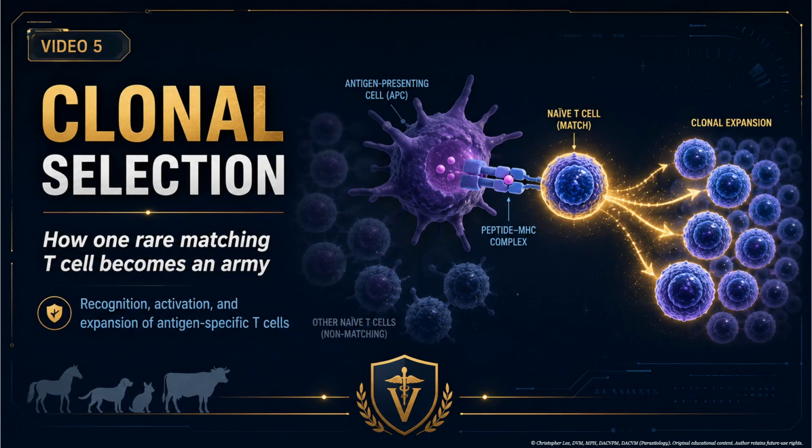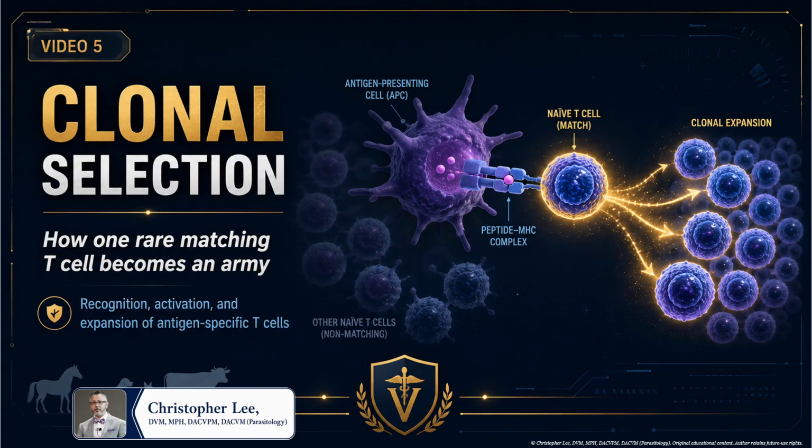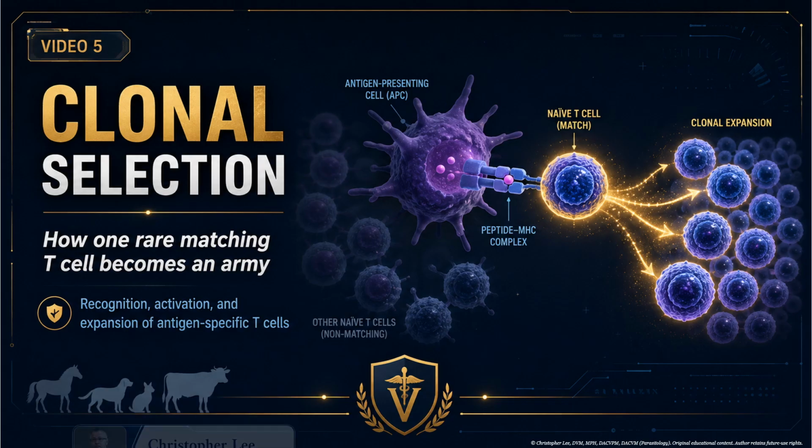Hi, I'm Christopher. So far, we have talked about how T cells see the world, how the thymus educates T cells, how MHC displays peptide evidence, and how CD4 and CD8 T cells perform different jobs. Now we're going to ask another important question. If the body has many T cells, how does the immune system find the one that recognizes a specific antigen? That is the idea behind clonal expansion.